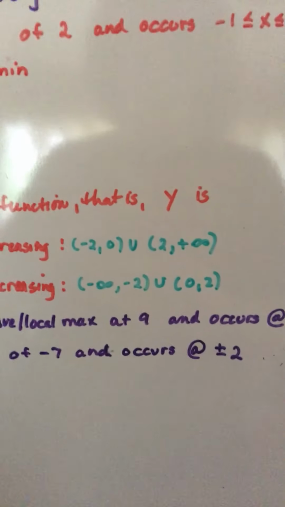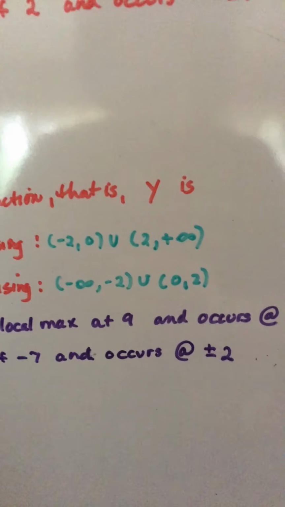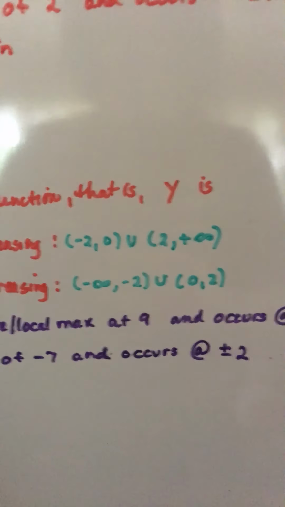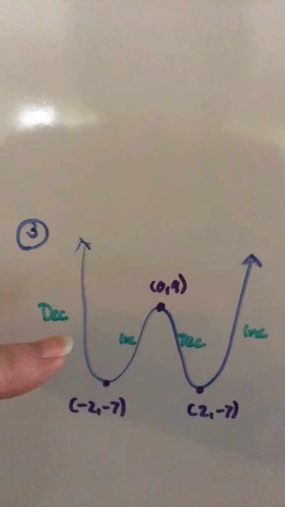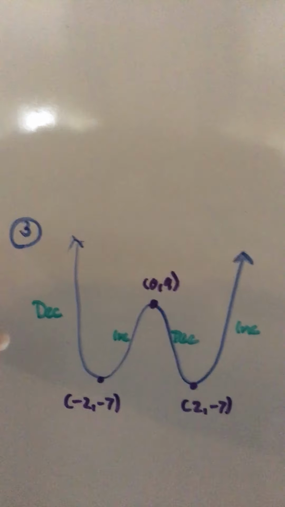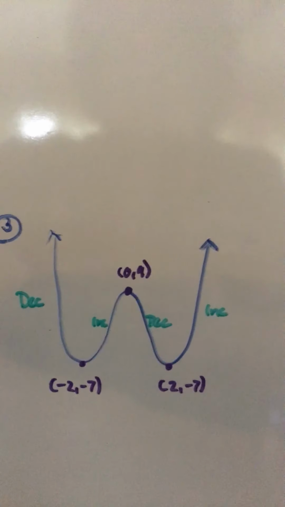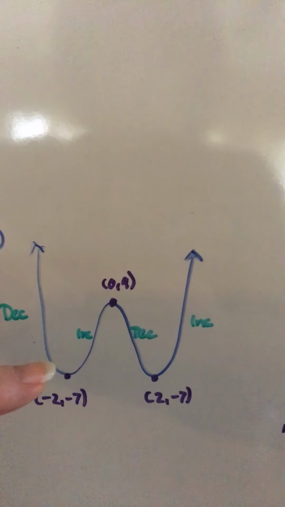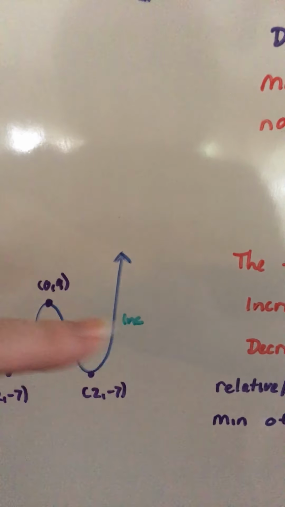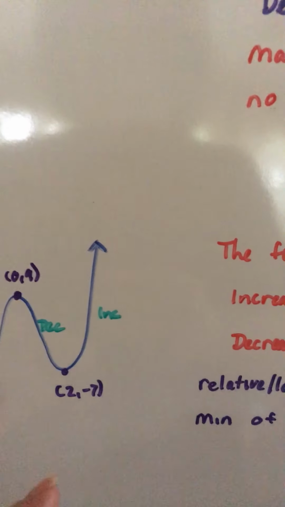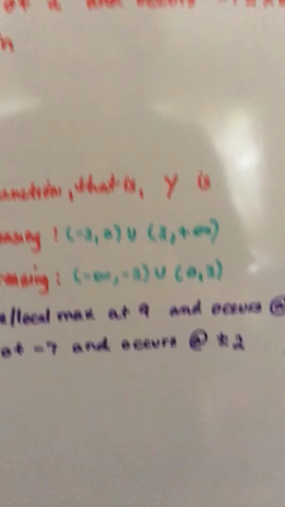The graph is decreasing from negative infinity to negative 2 and 0 to 2. So over here is negative infinity on the x-axis, and that's heading to positive infinity. To negative 2, it's decreasing. From 0 to 2 on the x-axis, the y's are going down.